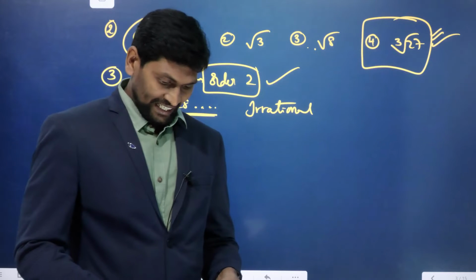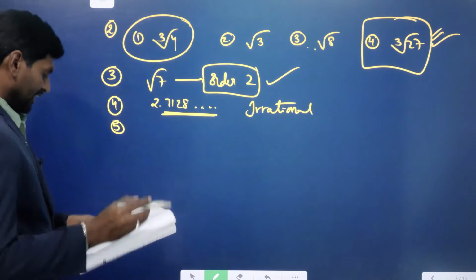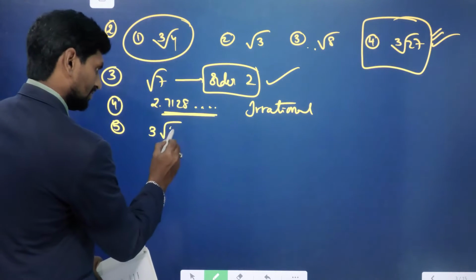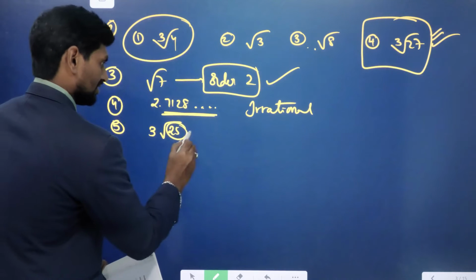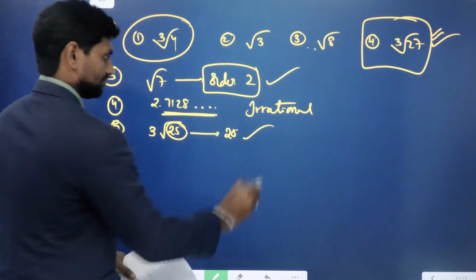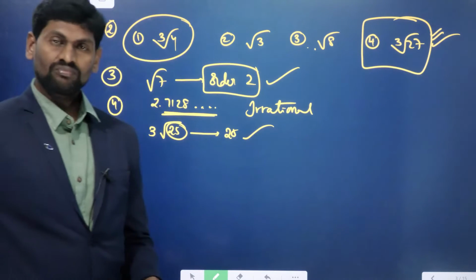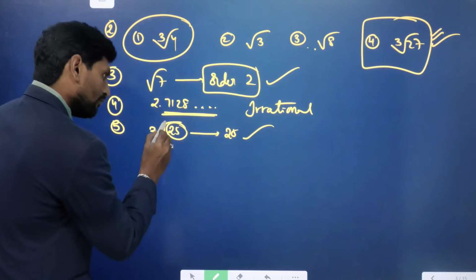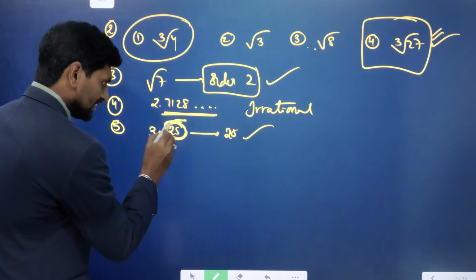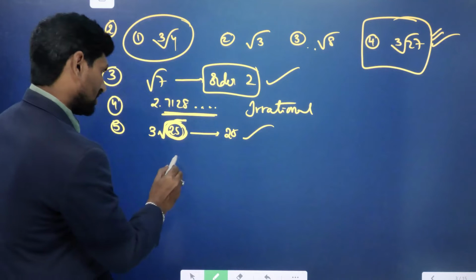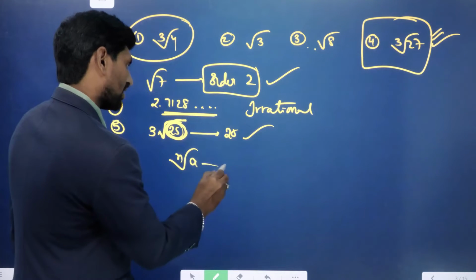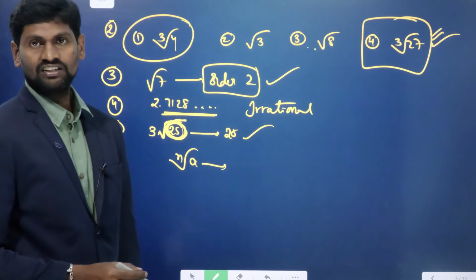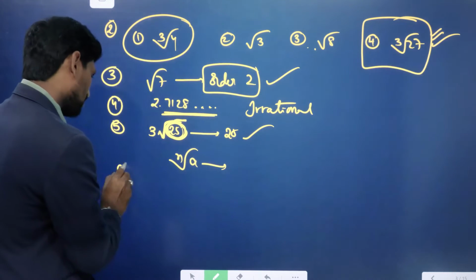Now, the radicand of the surd 3 into root 25. Radicand means 25. Okay? Radicand is nothing but the number which is placed in the root. It is in the form of nth root here, and a is called the radicand. Here 25 is called the radicand. Okay. So let us go to question number 6.